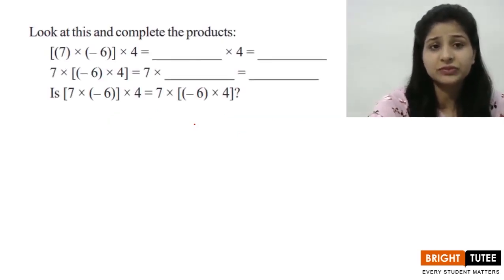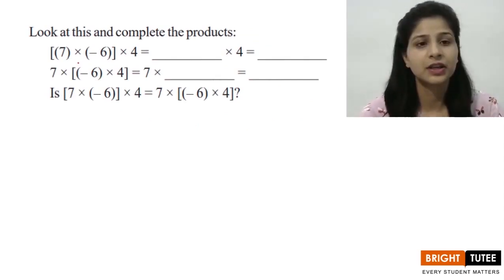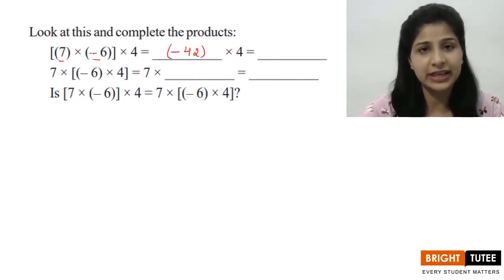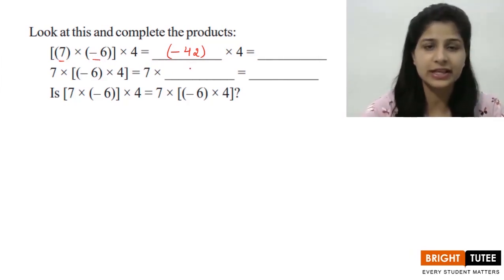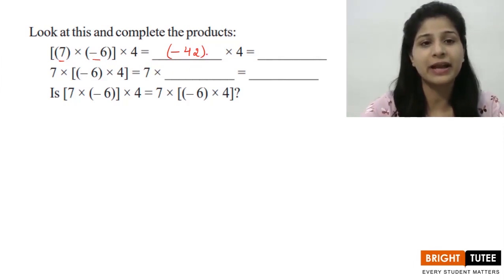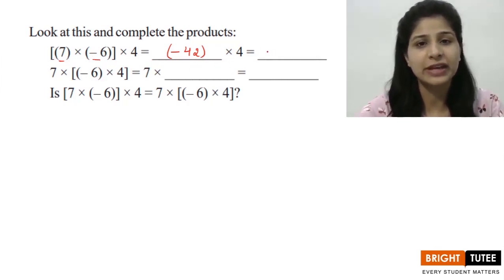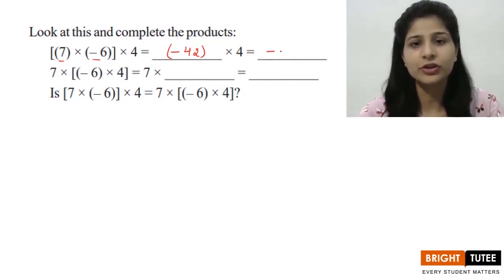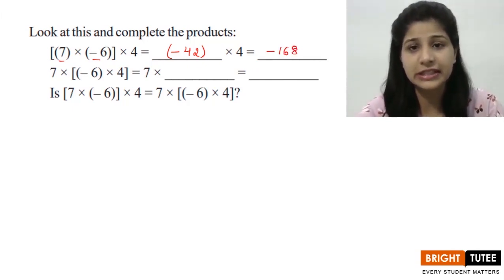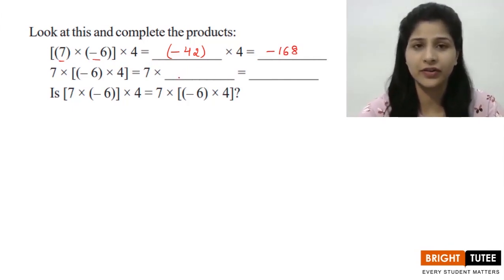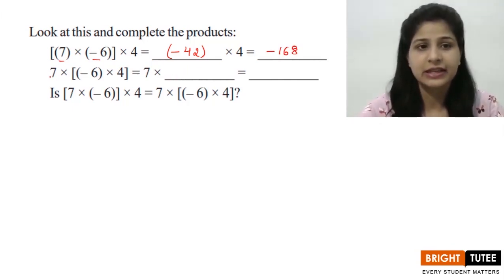Yes. Let's try some more examples. As we can see, it is 7 into minus 6. So what we are going to get? Minus 42. Yeah, because 7 into 6 is 42 and we have one negative sign. One of the integers is negative, so answer is going to be negative. Let us now multiply minus 42 with 4. So negative answer is going to come for sure. 4 2s are 8 and 4 4s are 16. The answer is minus 168. Now let's see this. 7 is written outside and we will first multiply minus 6 and 4.